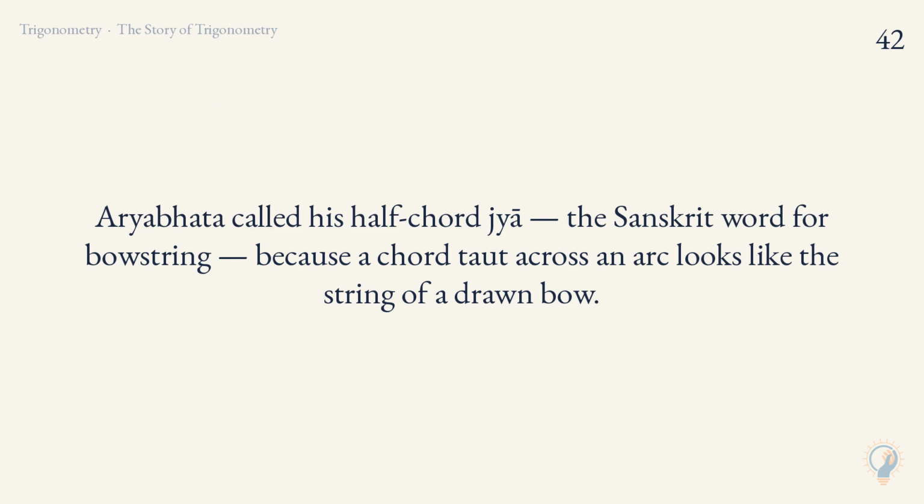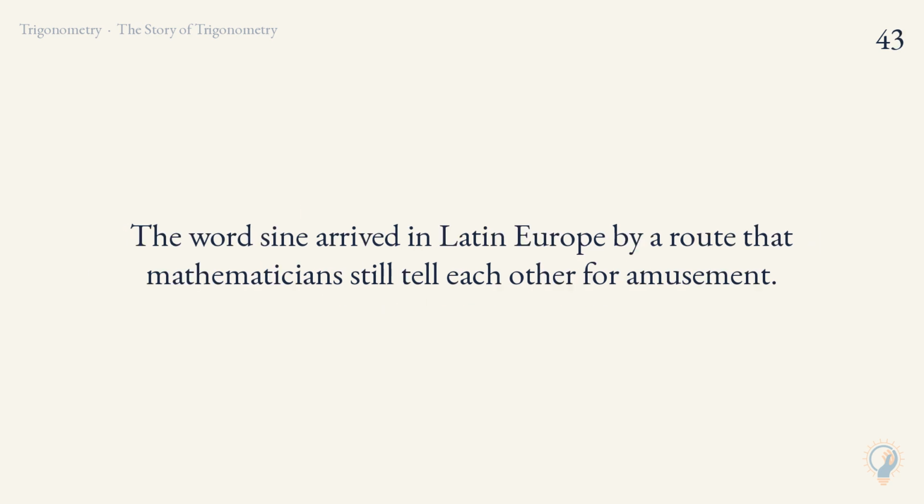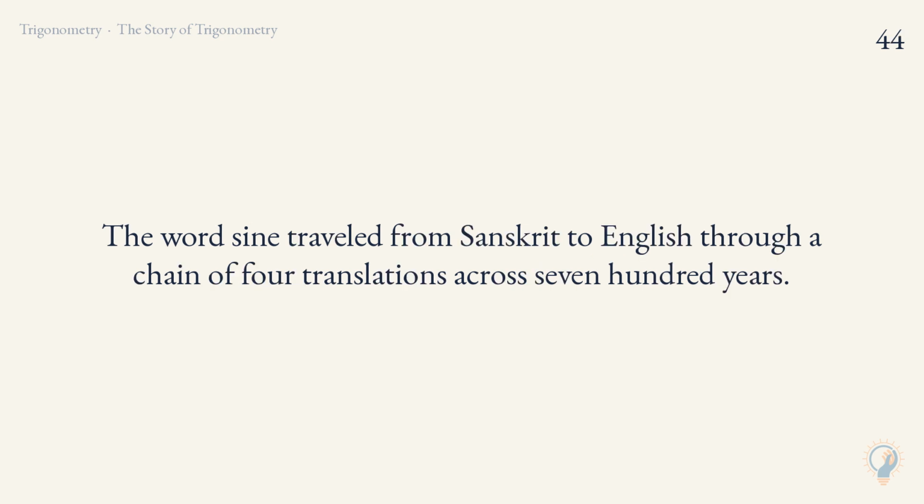Aryabhata called his half-chord Jaya, the Sanskrit word for bowstring, because a chord taut across an arc looks like the string of a drawn bow. The word sine arrived in Latin Europe by a route that mathematicians still tell each other for amusement. The word sine traveled from Sanskrit to English through a chain of 4 translations across 700 years.